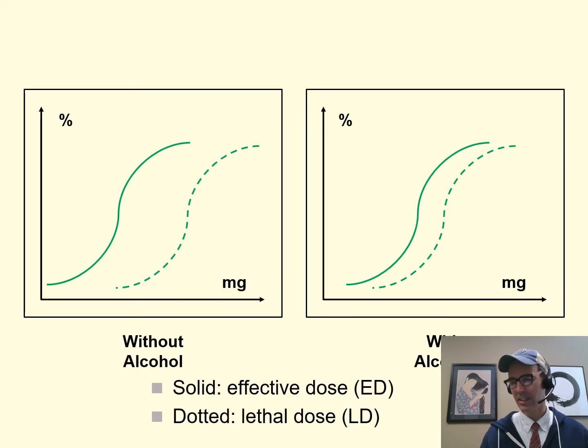So again, here's just an example of me trying to represent that. We could see the effective dosing curve and lethal dosing curve for a particular drug without alcohol and then with alcohol. Again, this is just me trying to represent that. These are curves that I drew. These are not specific examples of real drugs. Okay, hopefully that makes sense.